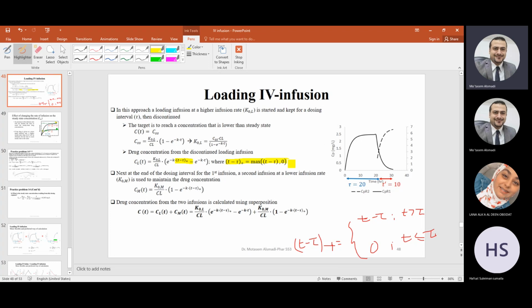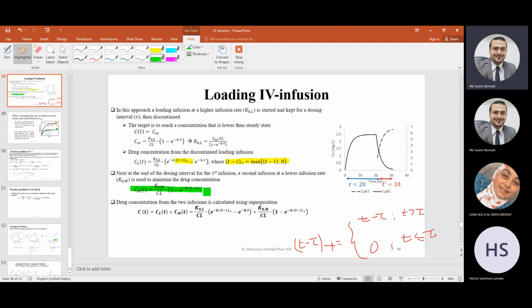Before we look at the equations, the problem is the different time points. This is the equation for the loading IV infusion, and the equation for the maintaining IV infusion below it I will draw in green. It is K0 maintaining over clearance times 1 minus e to the power minus K times T minus tau plus. The same idea applies. The rules that apply for T minus tau plus here also apply to the maintaining infusion. Let's take different time points and apply both equations to see how they simplify, starting with the more obvious scenario.